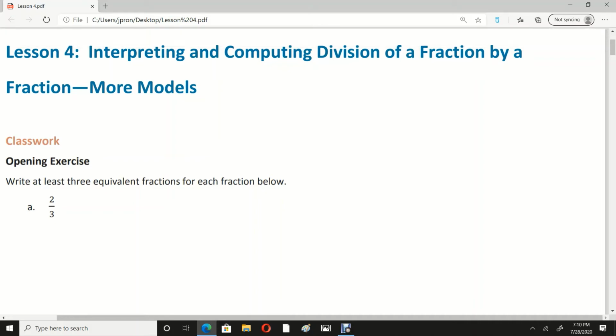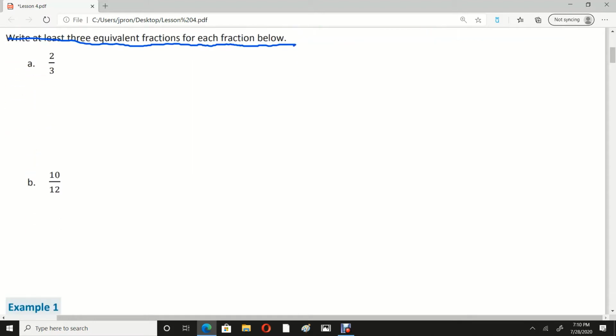Welcome in 6th grade. In this video, we're going to be taking a look at your Eureka Workbook Module 2, Lesson 4. And at the beginning of this lesson, we have an opening exercise where they ask you to write at least 3 equivalent fractions for each of the fractions below. And you'll see 2 examples below there, 2/3 and 10/12.